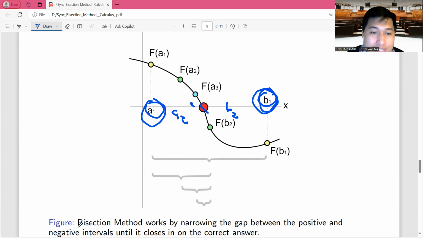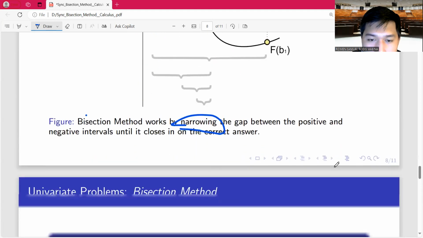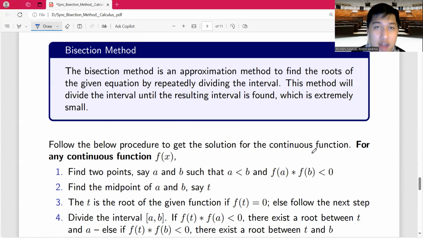So bisection method works by narrowing the gap between the positive and negative intervals until it closes in on the correct answer. So this is the graphical explanation of the bisection method. Let's go to the procedural framework. I just need to have a recap.